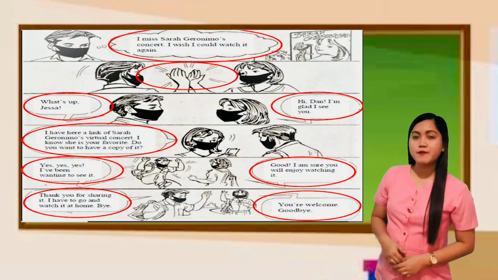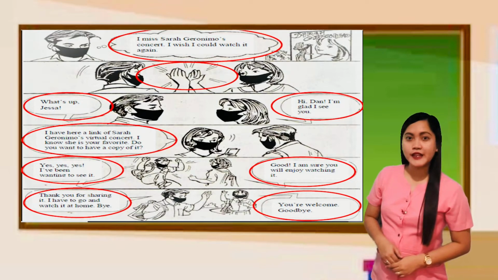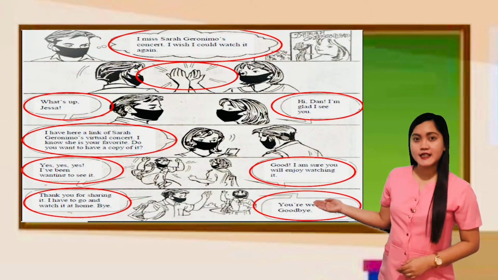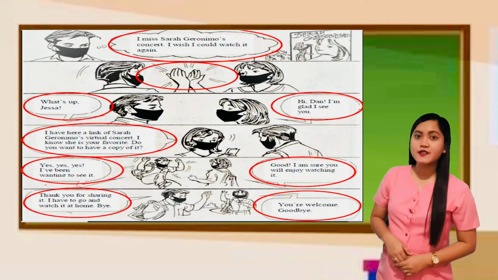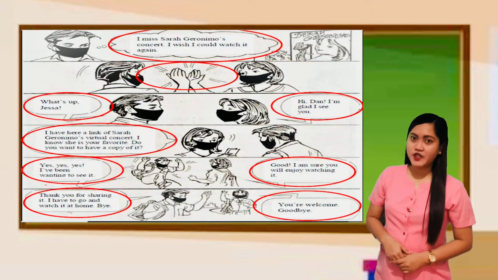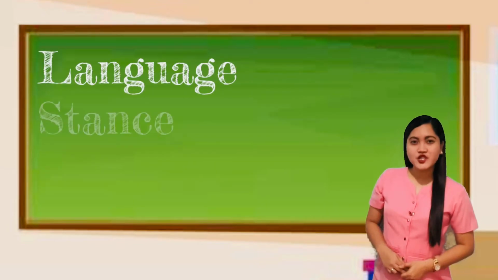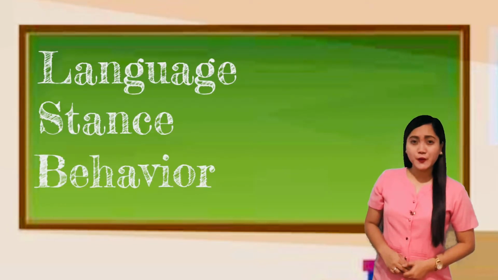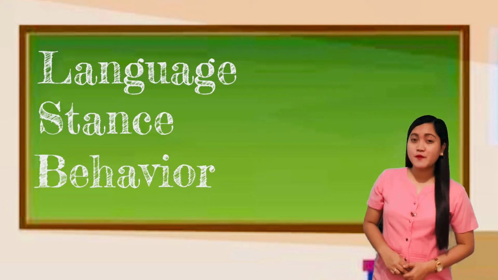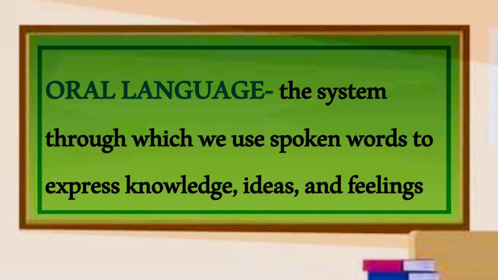In the third frame, there are circles around the greetings made by Dan and Jessa. In the fourth, fifth, and sixth frames, there are circles around the voice, the language, and the body actions that Dan and Jessa made to communicate with each other. Language, stance, and behavior are tool symbol systems you use for communication. They are representations of your thoughts and feelings. Also, these tools communicate your ideas.